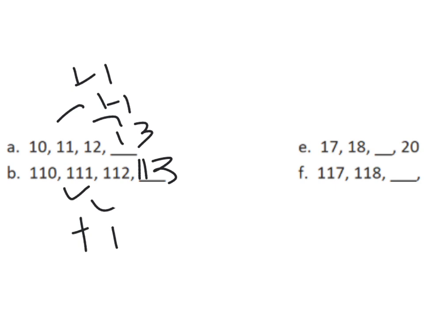Then for E, we see 17, 18, something, and 20. We can see that 17 to 18 is plus 1. Then 18 to 20 is 2. So we can tell that this would be 19. And then 117 to 118, and 118 to 120 is plus 2. So that would be 119.